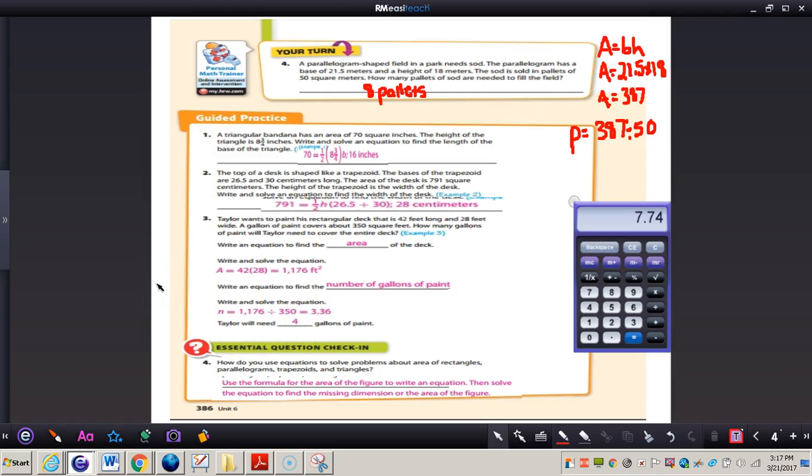So let's wrap up the video. Let's take a look at the essential question. How do you use equations to solve problems about area of rectangles, parallelograms, trapezoids, and triangles? So what you do is you use the formula for the area of the figure to write an equation, then solve the equation to find the missing dimensions of the area or the area of the figures.